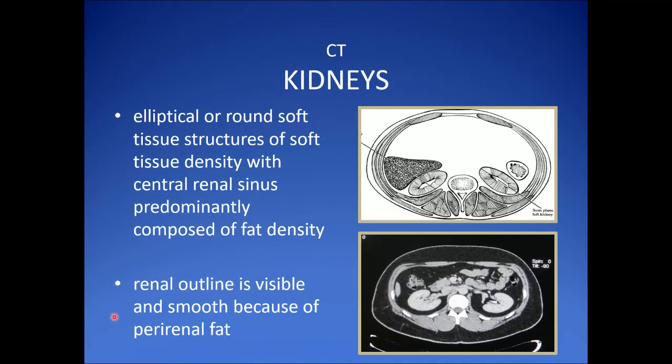So by CT scan, this is the cross-sectional or axial slice at the level of the kidneys. So this is the right side, the right kidney, and the left kidney. You could see the elliptical or round soft tissue structures of soft tissue density with the central renal sinus. So again, because of this abundant perirenal fat, one could see clearly the outline of the kidney.